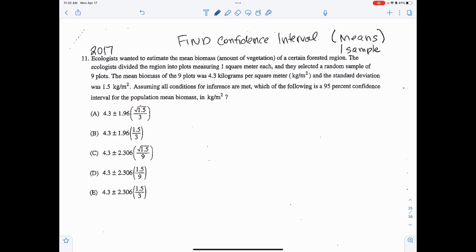For the confidence interval for means, for a one sample mean, it's the same thing. Remember, we have x bar plus or minus t star times sigma over square root of n. So really I'm just looking for the differences. I don't even really have to know the means. I'm looking for the standard deviations. Obviously it can't be this one. Just looking at it, it's in completely the wrong form.